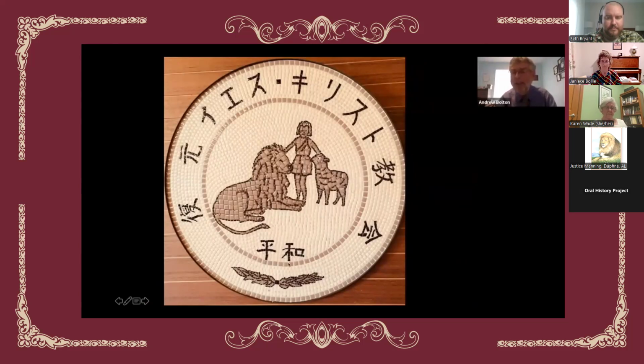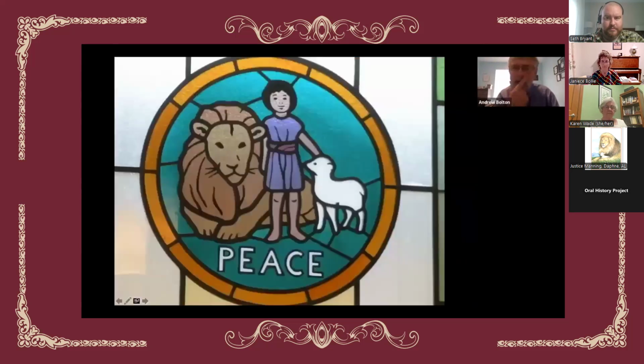So this is justice, enough food for everybody. This is harmony. So in Chinese, the characters are reversed. This is also in the same building in Tokyo and with a Japanese child.